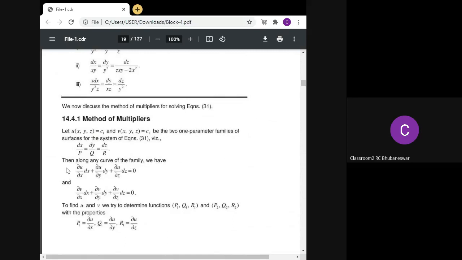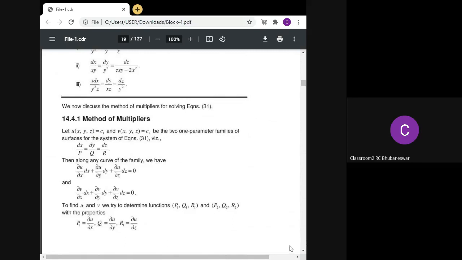So here you can see any curve of the family. The first curve can be assigned to 0, so the total derivative du is 0, and that can be represented like that: ux dx plus uy dy plus uz dz equals 0. And similarly, from the second curve, we can assign vx dx plus vy dy plus vz dz equals 0.